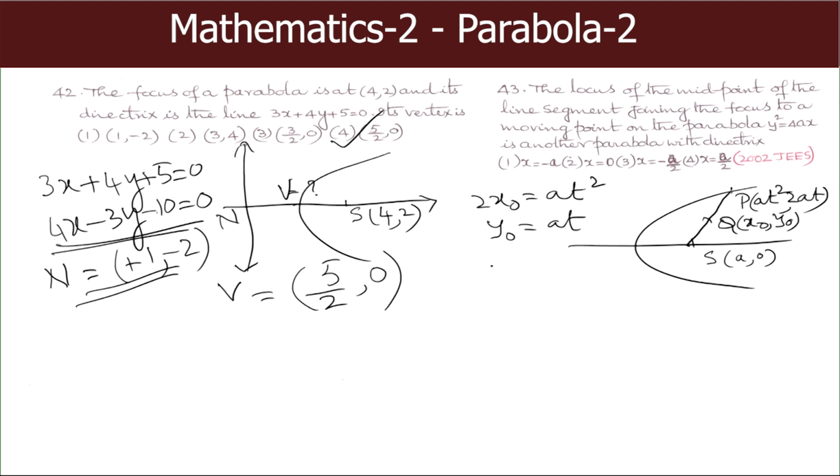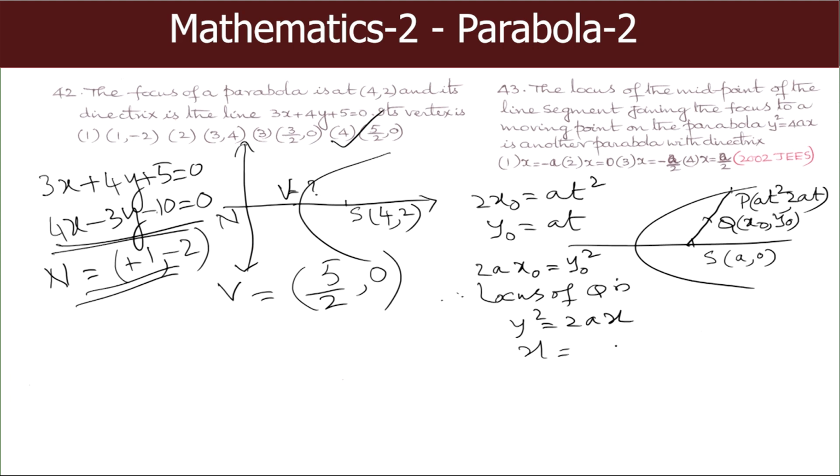So, eliminating t from these two, 2ax0 equal to a square t square, that is equal to y0 square. Therefore, the locus of Q is the parabola y square equal to 2ax. And he is asking the directrix of this parabola. He is not asking the locus. What is the directrix of the parabola? x equal to minus a, where 4a dash is 2a, so a dash equals 2a by 4, that is equal to minus a by 2. So, x equal to minus a by 2 is the directrix of the parabola.